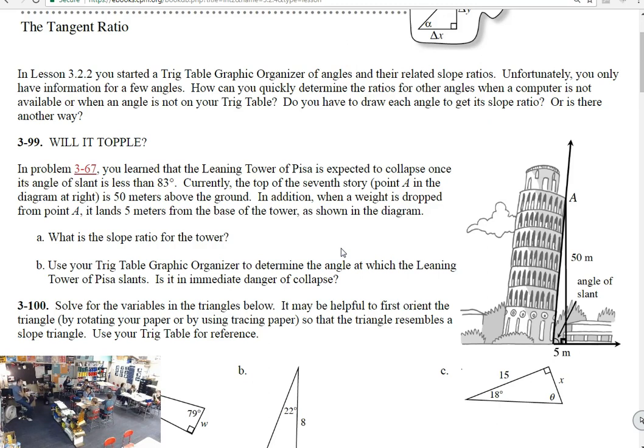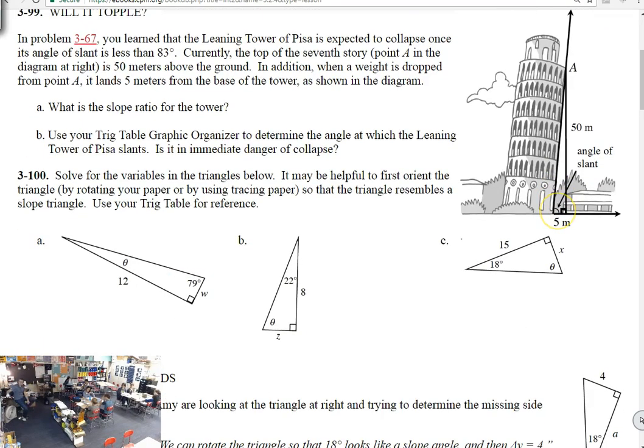Now, when we talk about slope, how do we find slope? Rise over run, right? Change in y over change in x. So we said, hypothetically, 84.5 degrees. Now, how did we figure that out?